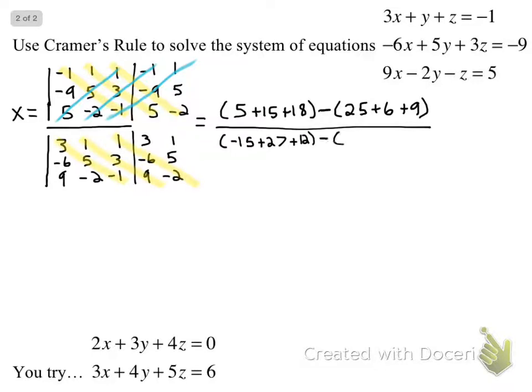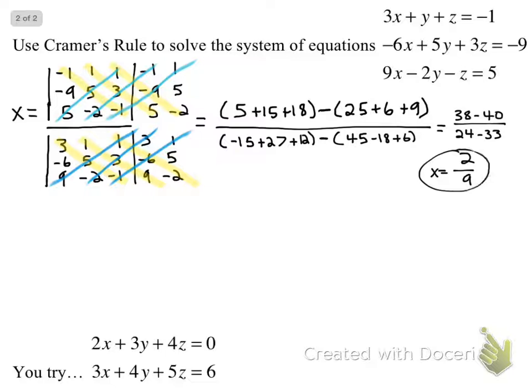I did diagonals in the denominator as well, so I got 3 times 5 times -1 is -15. 1 times 3 times 9 is 27. 1 times -6 times -2 is 12, minus the diagonals go in the other direction. 9 times 5 times 1 is 45, sorry. -2 times 3 times 3 is -18. -1 times -6 times 1 is 6. Work that out, and that gives me x equals 2/9.